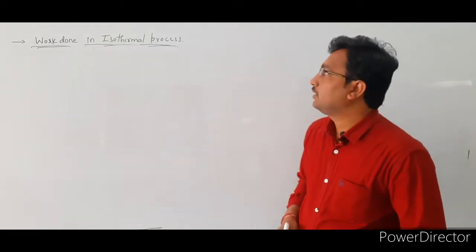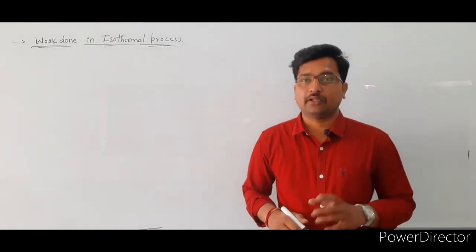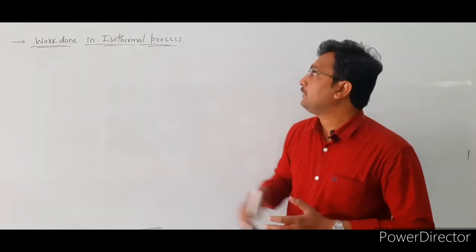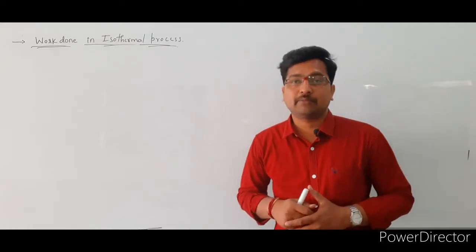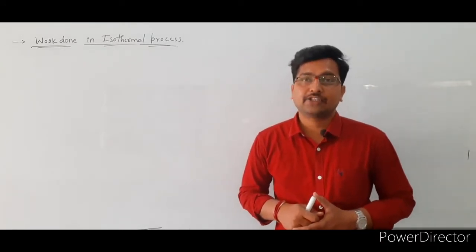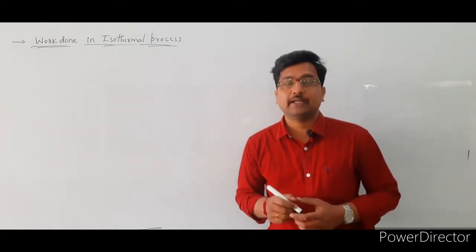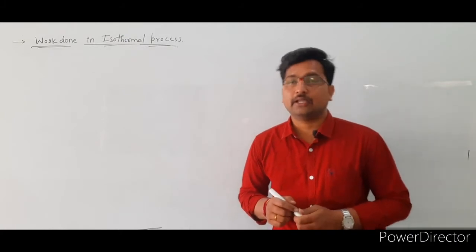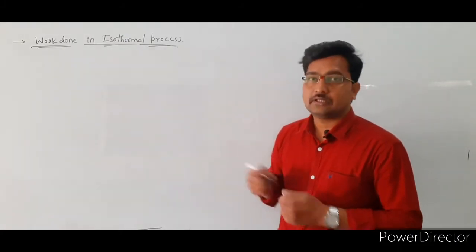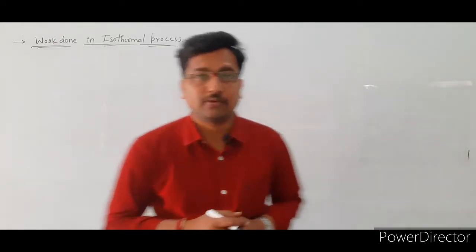The next topic is work done in isothermal process. It is also very important for 5 marks, right? Okay. Then what do you mean by isothermal process? Isothermal process means the heat is exchanged between system and surrounding, or surrounding and system, to maintain a constant temperature. Next, we are going to derive the formula used to find the work done in isothermal process.